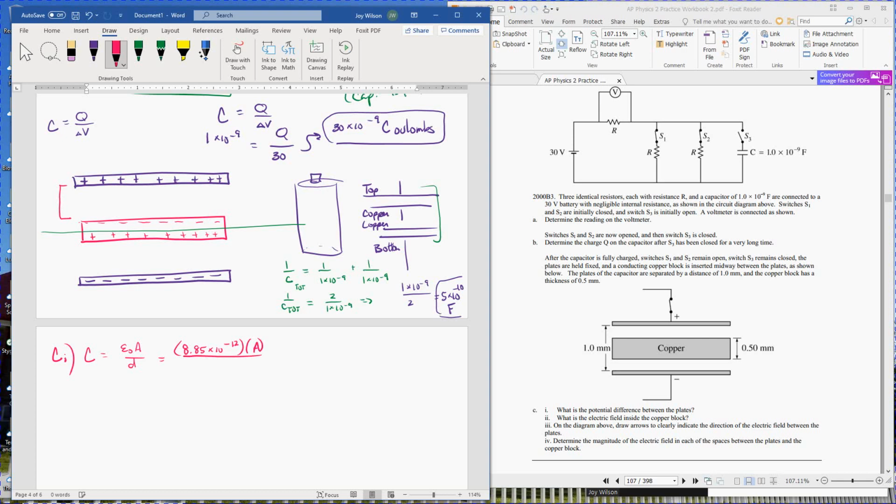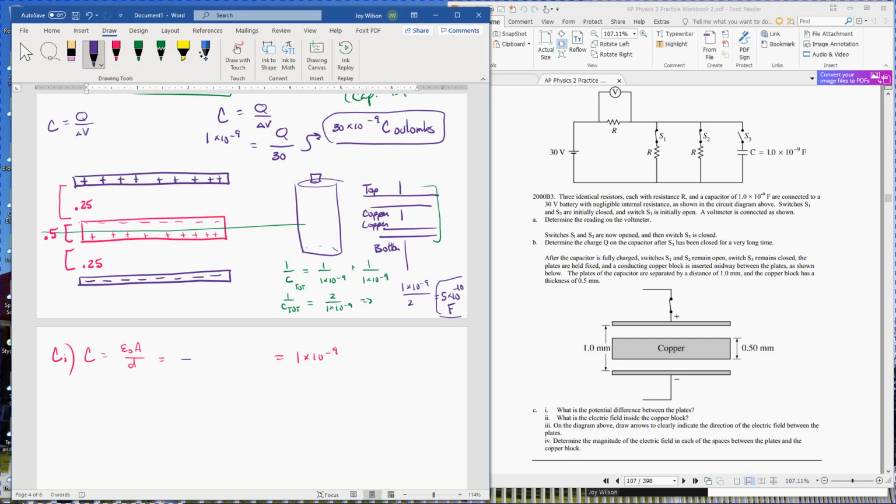But we do know that the original capacitance was 1 times 10 to the negative 9th. We know the original distance was 1 millimeter. And now our distance from here to here is 0.5. The whole thing is 1, so this must be 0.25 and this must be 0.25. So how is that going to help me? Well, it's going to help me like this. I don't know the numbers in the middle.